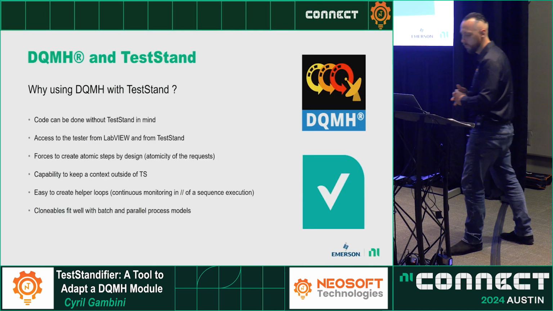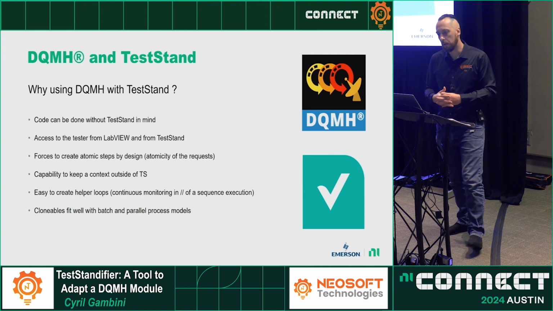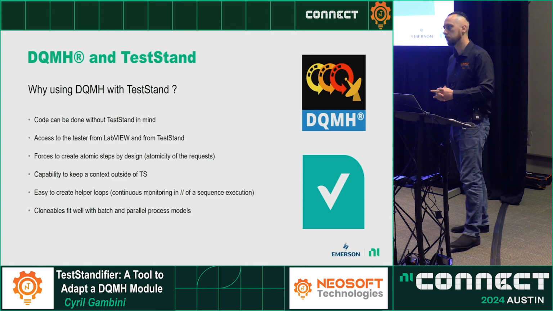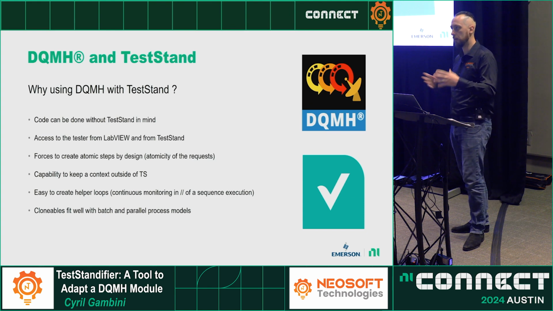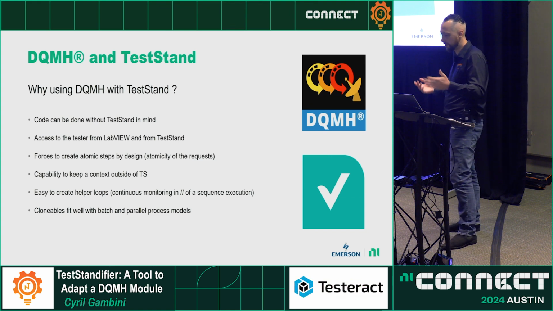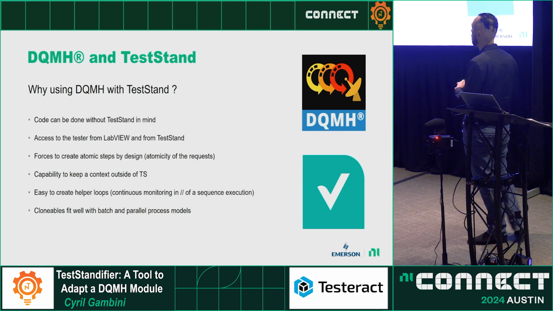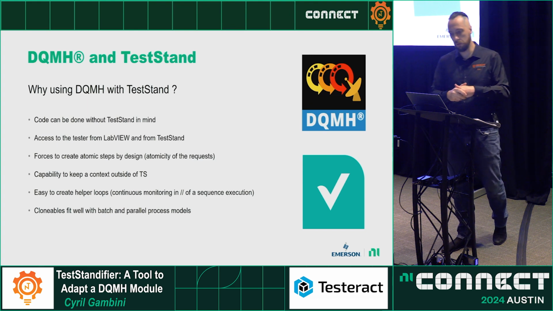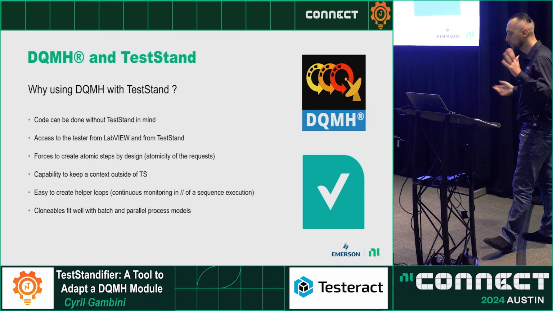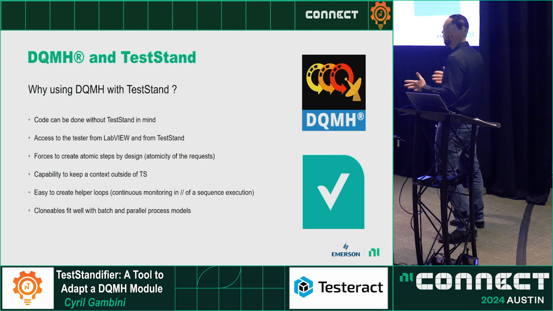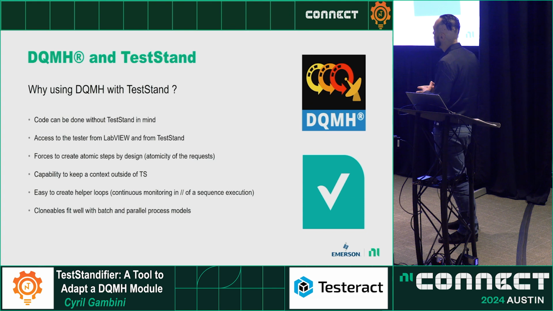Actually, there are several reasons why you want to use DQMH with testing. You can develop your module without testing in mind. So your module is autonomous. You provide a public API. You've got a tester. You can test your IP or module thanks to the tester. And you benefit from all the good stuff that you have with DQMH, like the possibility to create helper loops. You can do continuous monitoring in your helper loop. So there are many reasons why you want to use DQMH with testing.